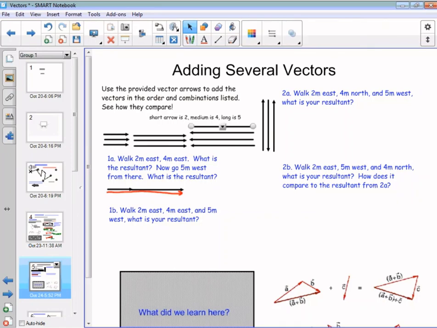Go ahead and we'll write in 6 meters east, okay? Now go 5 meters west, from the tail of the first. Okay, good. So what is the resultant there going to be? 1 meter east, excellent. 1B: 2 meters east, 4 meters east, and 5 meters west.